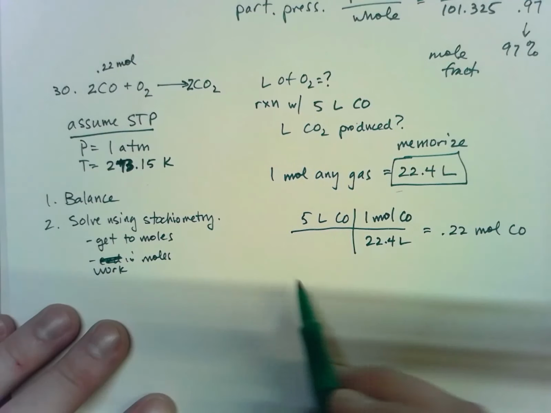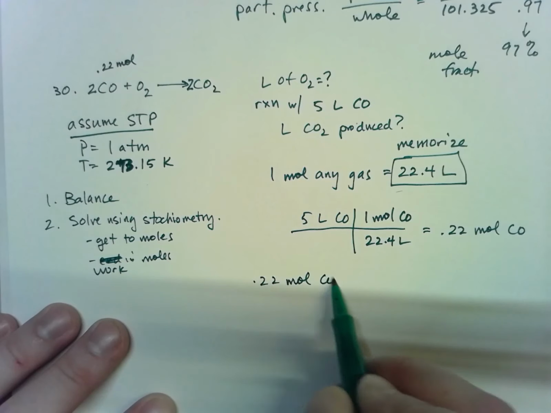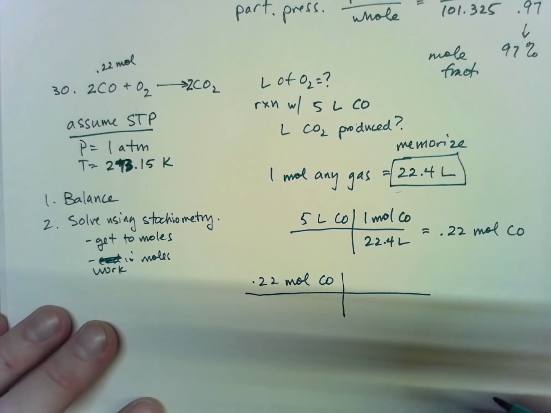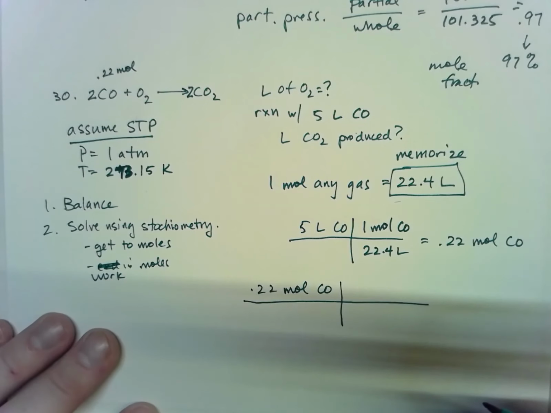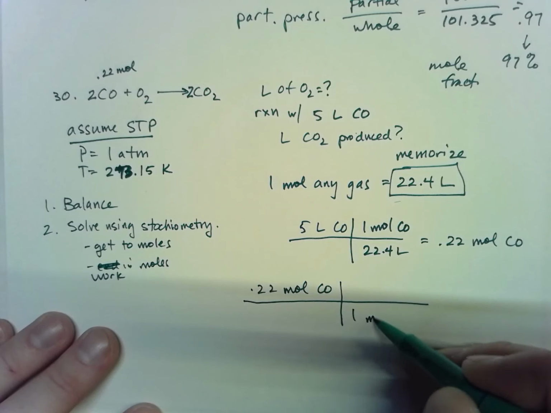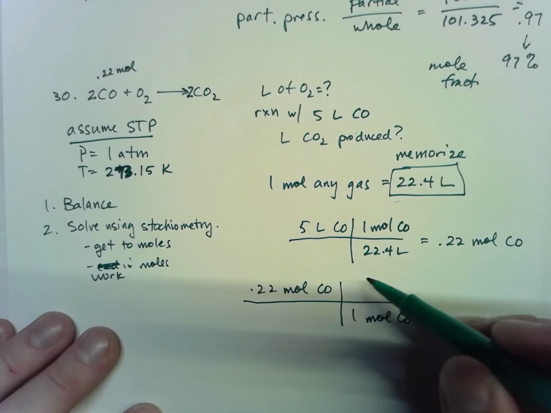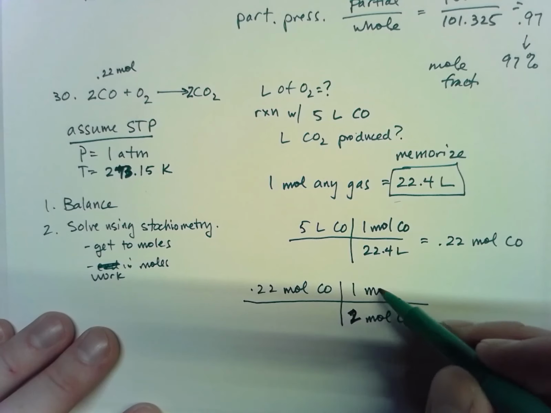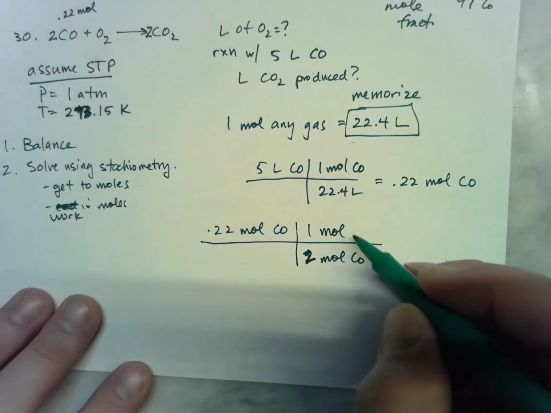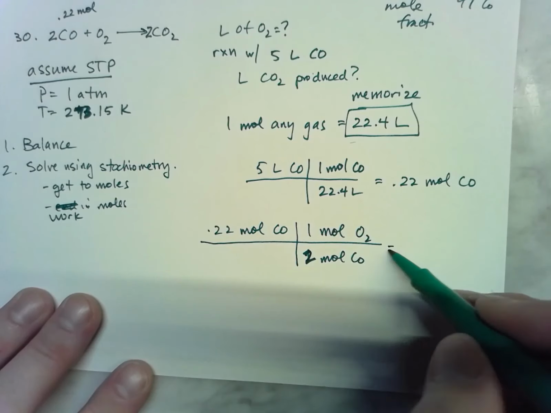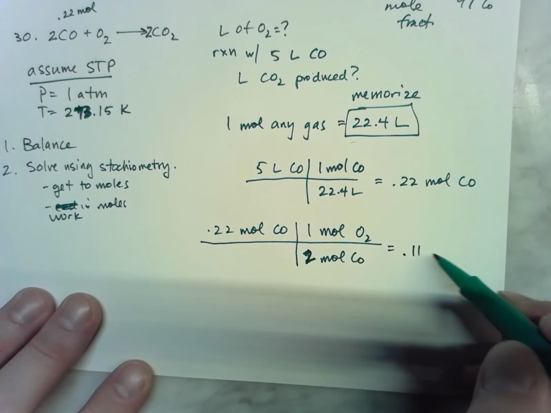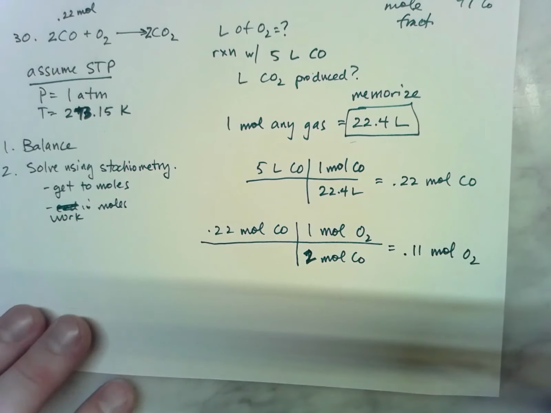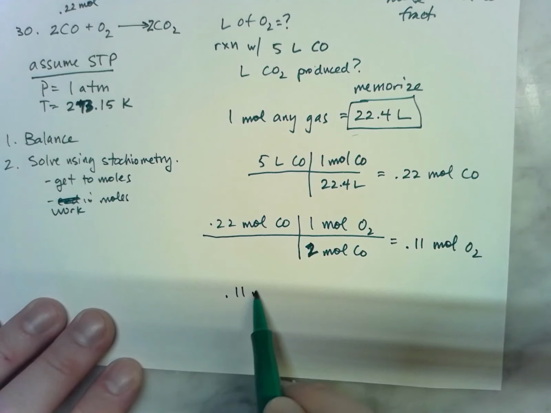Okay, so now we just take 0.22 moles of CO, and it's as if I had asked you, how many moles of O2 does it take to react with 0.22 moles of CO? Okay, so 2 moles of carbon monoxide is reacting with 1 mole of O2. And so we see that that's going to be what? 0.11 mole of O2. And then we just take that, 0.11 mole of O2.